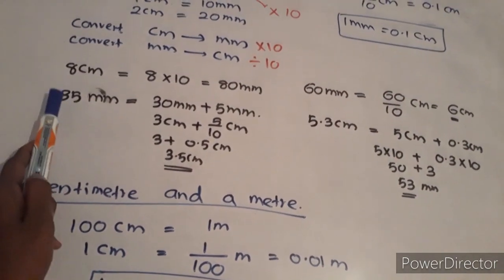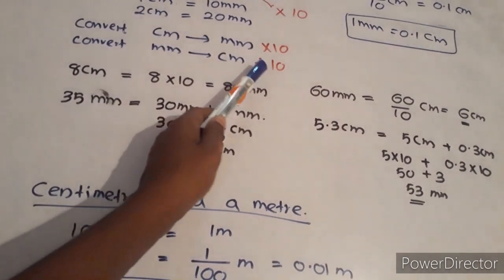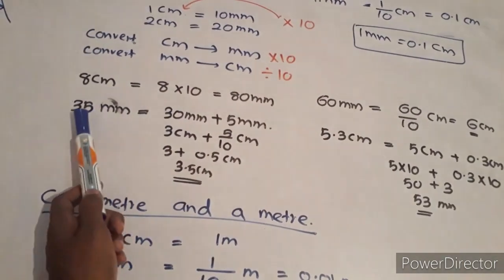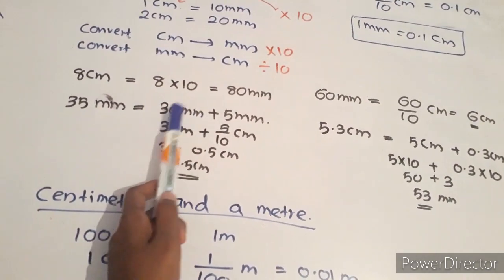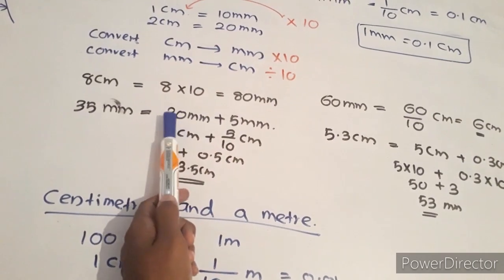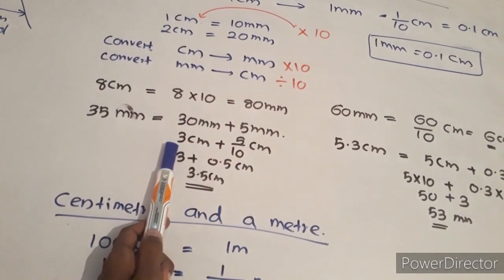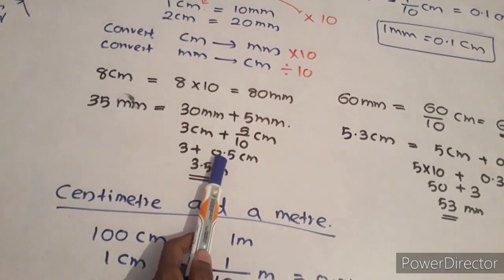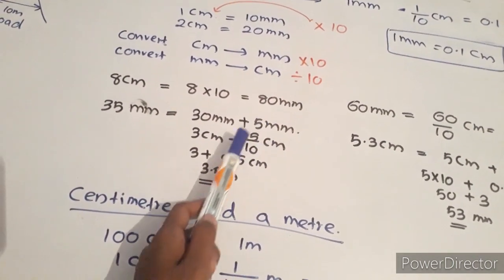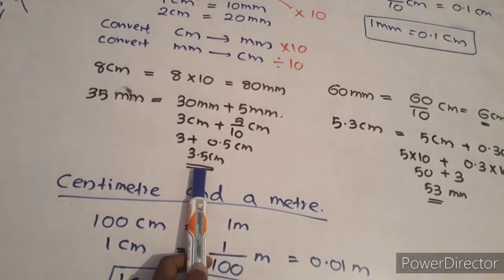Then this one, 35 millimeters. What we have to do? To convert millimeters into centimeters, we have to divide it by 10. So first we can separate the tens part and the ones part like that. So 30 millimeters plus 5 millimeters. Then 30 divided by 10 is 3. 5 millimeters divided by 10 is 0.5. You know all those, you have learned in your fractions and decimals lessons. So the answer becomes 3.5 centimeters.